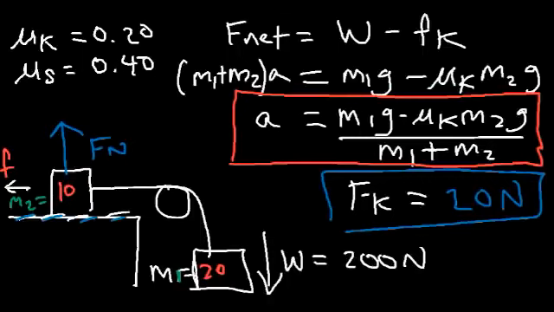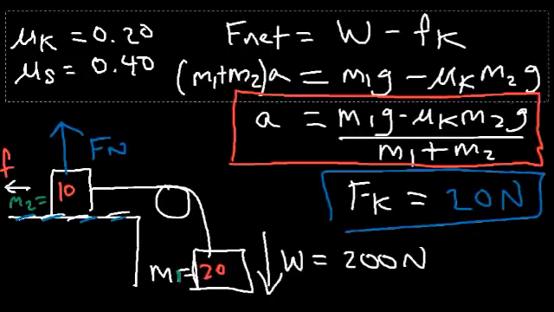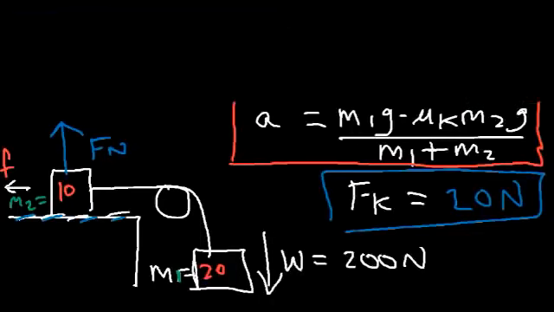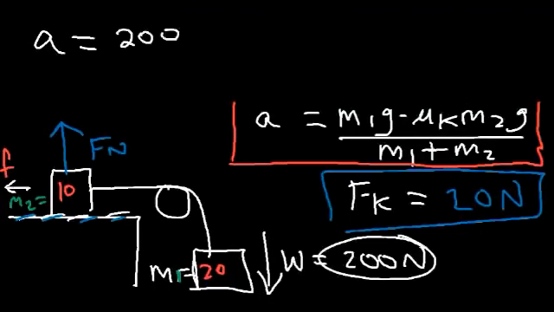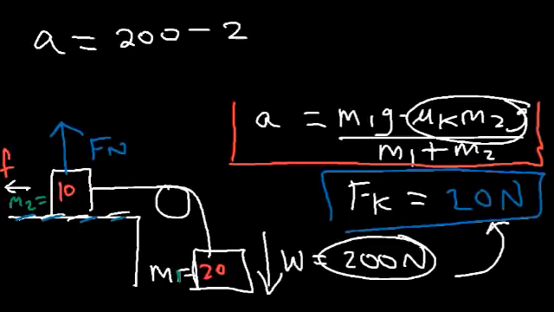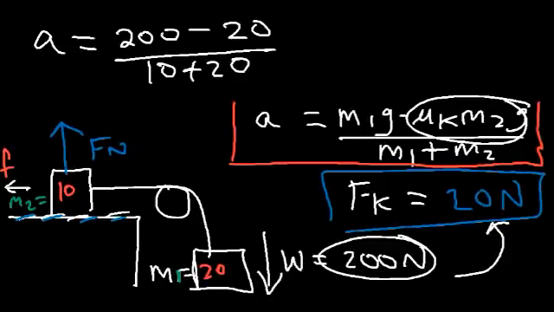For those of you who simply want to memorize the equation for each scenario, there you go. But now let's get the answer for this particular problem. So m1g is basically the weight force. It's 20 times 10, which is 200. Mu k m2g, that's 0.20 times 10 times 10, which is f of k. So that's 20. And then m1 plus m2, that's 10 plus 20. So don't forget to divide by the total mass of the system, not just the individual masses.